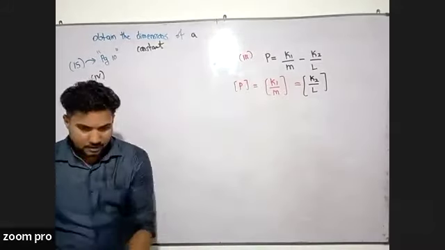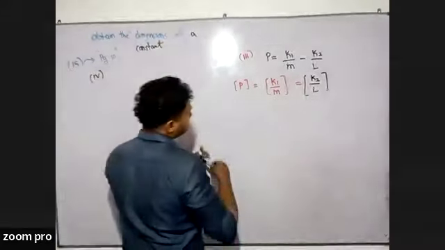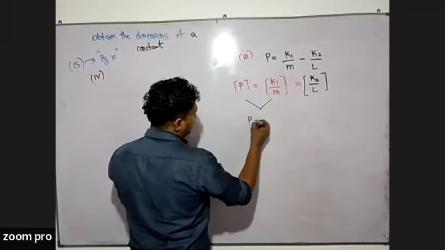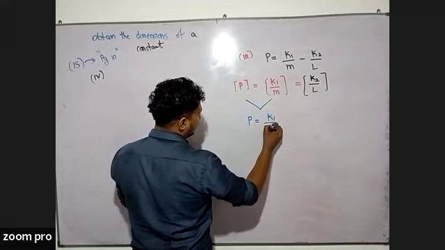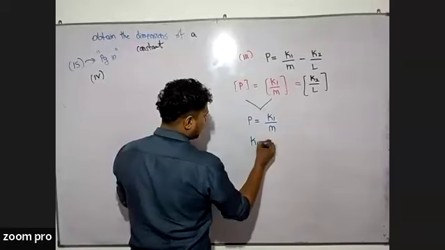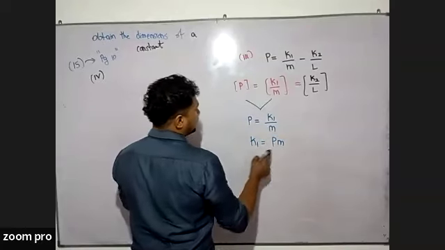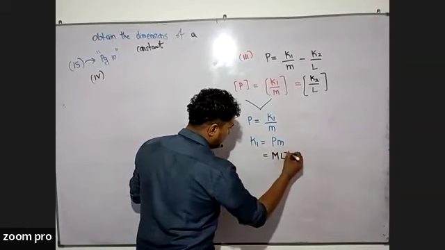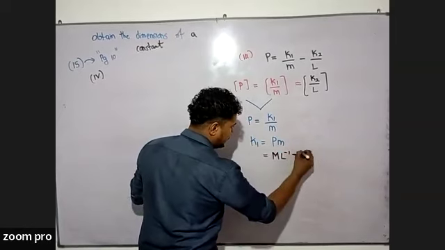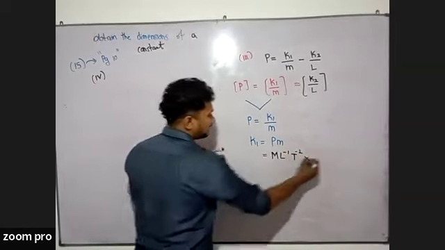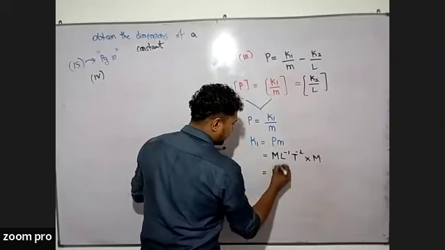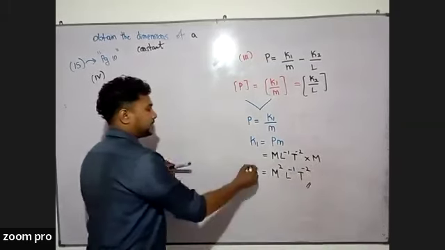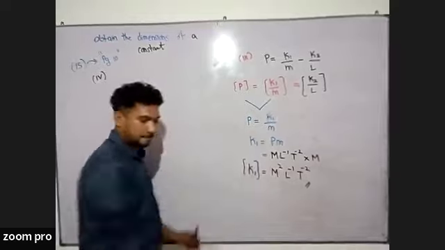Then in order to obtain the dimensions of K1, I'm using these two terms, isn't it? So the dimensions of P should be equal to the dimensions of K1 over M. So if I make K1 the subject, that is PM, right? P means pressure. This is the dimensions of pressure, L minus 1, T minus 2. M means mass, so it should be capital M. So the dimensions of K1 should be equal to this one.